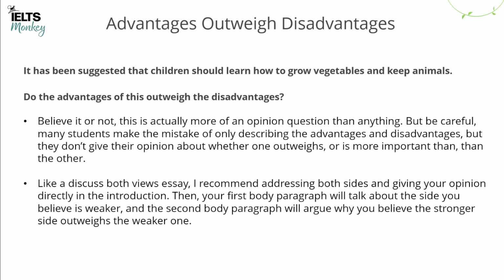We're not saying quantity of advantages or disadvantages. We're saying whether we believe it's still worth it for kids to grow vegetables and keep animals despite the fact that it's expensive and dirty and costs money and whatever it may be. So, just remember, you're giving an opinion here, and you never can be 50-50. You never, ever can be 50-50. You have to be 51-49, okay? Now, again, I always believe that writing the weaker side in your first body paragraph is better, but it's up to you, and you can change it around just as long as you answer the question.